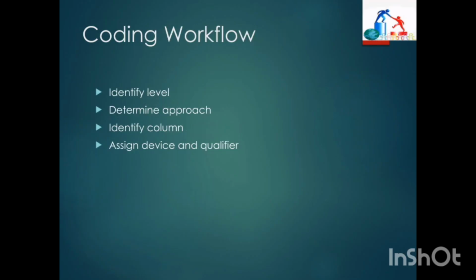First, we need to identify the level. This means understanding what part of the data or process we're working with, whether it's a broad category or a more specific detail. Next, we determine our approach, how we're going to handle the coding based on the context and the goals of our project. Then, we identify the column. This is about pinpointing the exact data field or area we're focusing on. Once we've done that, we assign the device and qualifier, essentially deciding which device or tool we're using and any qualifiers that refine our coding.